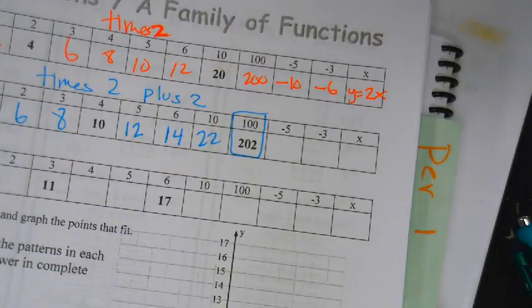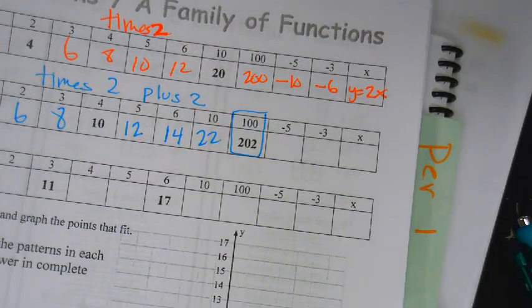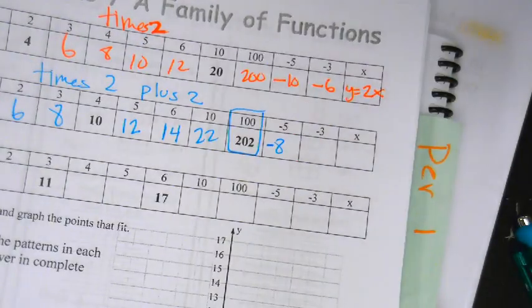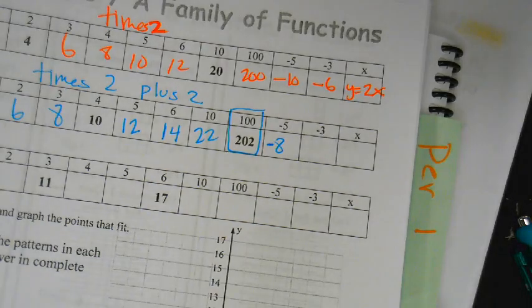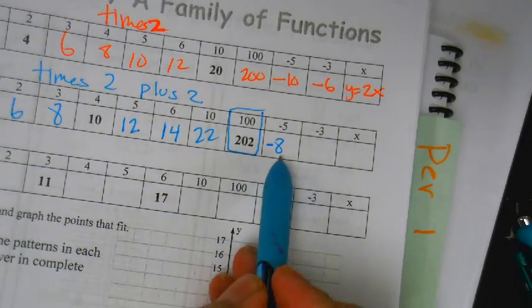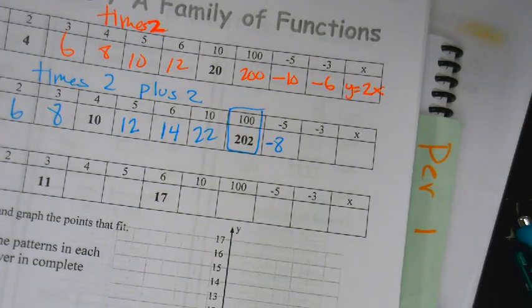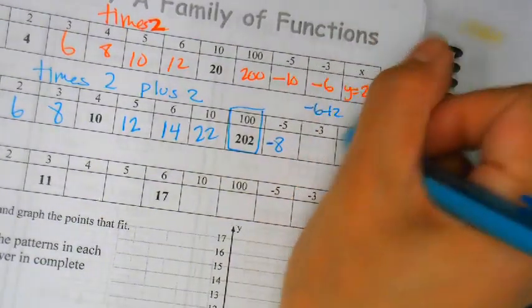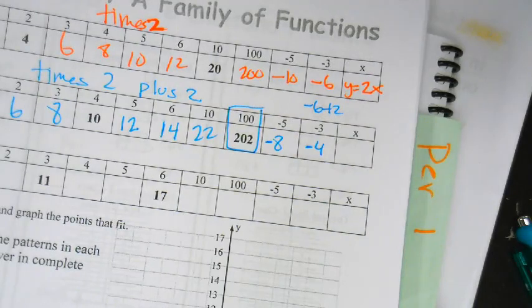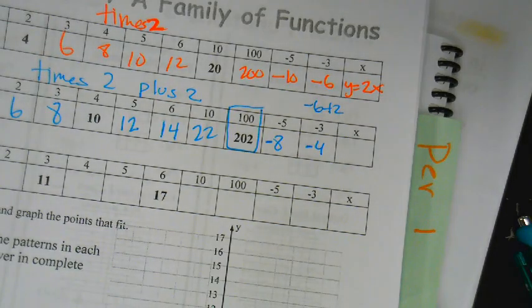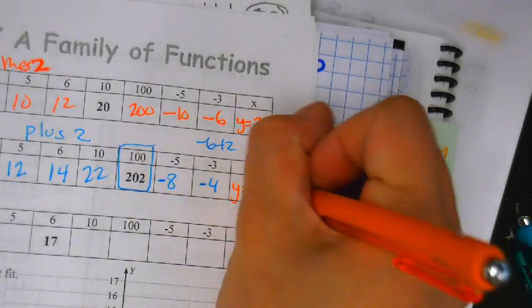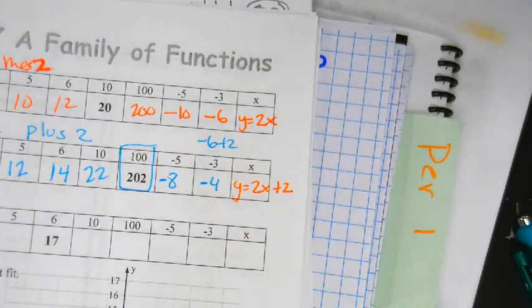All right, volunteers. What is negative 5 times 2 plus 2? Yes, negative 8. Not negative 12. Randy, do you have the negative 3? Negative 8. No. I can't have the same number. I'm already using negative 8. Emmanuel? Negative 4. Good. Because you get negative 6 plus 2, so that's negative 4. Good job. Write it down. Okay, what is our rule? What's our equation? Y equals 2x plus 2. Nice.